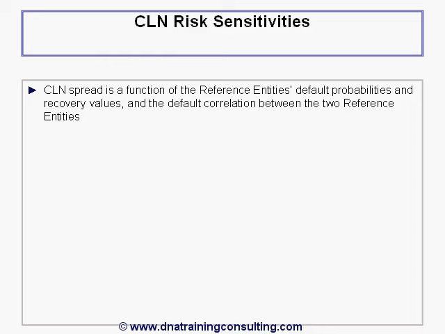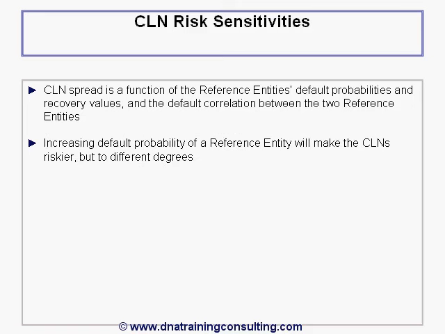We can intuitively recognize, as we showed at the end of the preceding chapter, that any increase in the default probability of either or both reference entities will make the CLNs riskier, although to different degrees. So an investor that purchases either CLN at a given spread should find the price of that CLN decline if default probability rises for either or both reference entities.